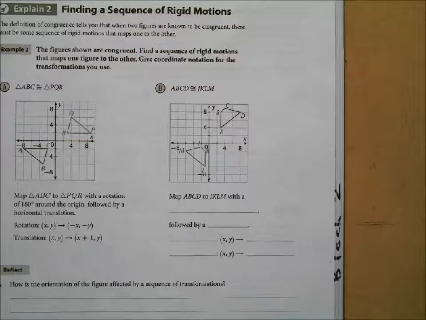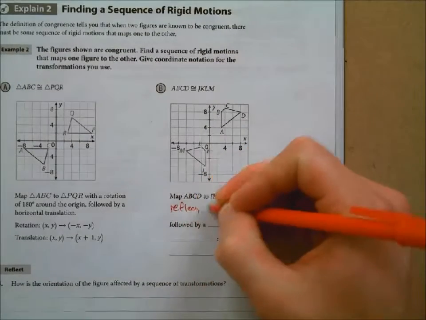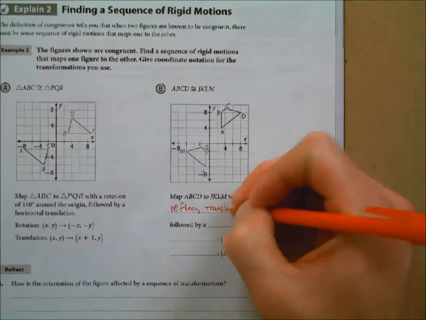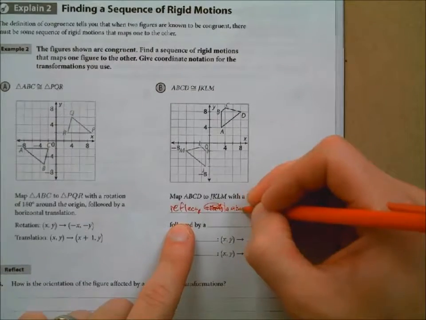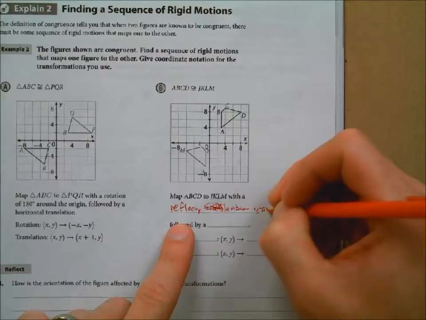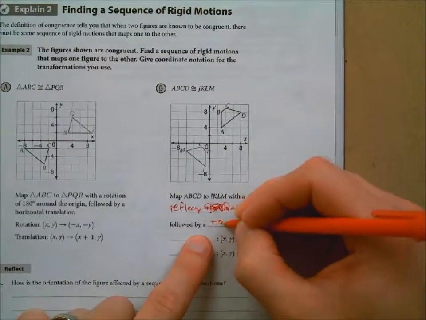Reflect ABCD over the y-axis. Okay. Translate it down to... Reflect, and then you said translate. Oh, right, it said reflect. Oh, okay, never mind, I see. Reflect about the y-axis followed by a translation.